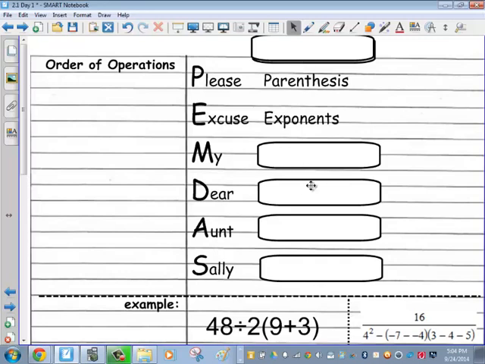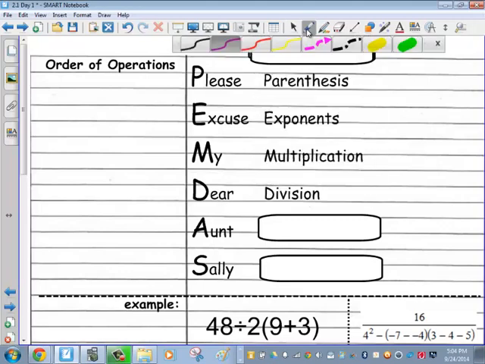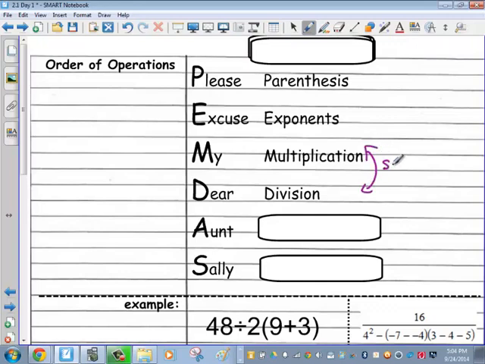Then this happens actually at the same time. The multiplication and the division happen at the same time. You do those from left to right. Okay, so these are at the same time.